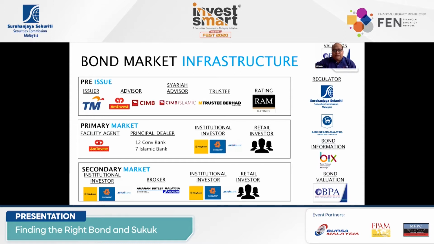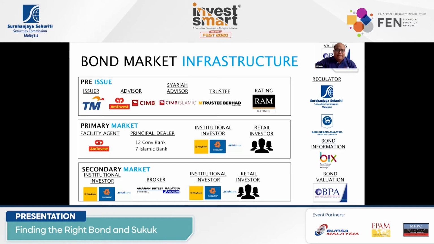And as a bond, you need to have a trustee. The trustee will be the in-betweener between the bondholder and the issuer. In this case, they appointed M Trustee Berhad, and then they also need to be rated. There are only two rating agencies in Malaysia, MARC and RAM, and in this case, they chose RAM. So this is pre-issue. During the issuance, in the primary market, the facility agent, which is M Invest, will engage with the principal dealer.